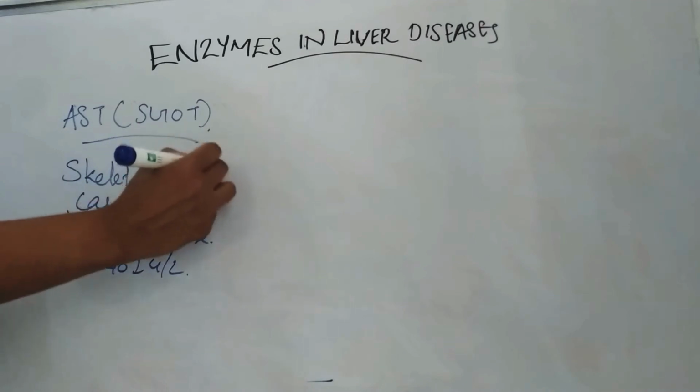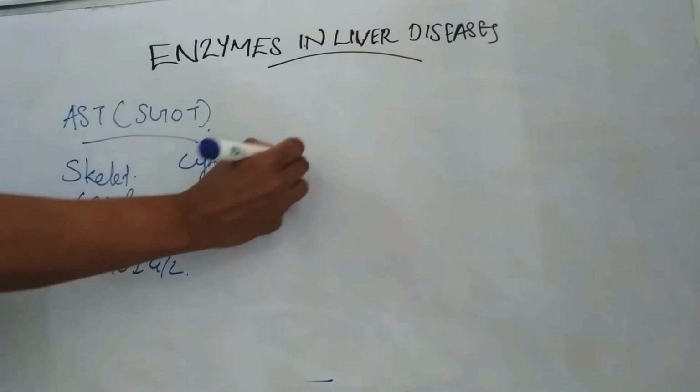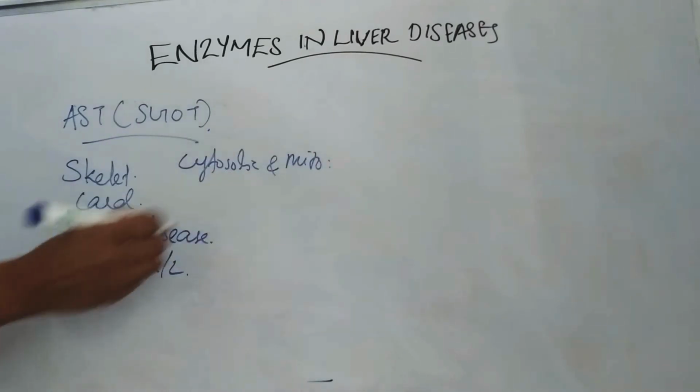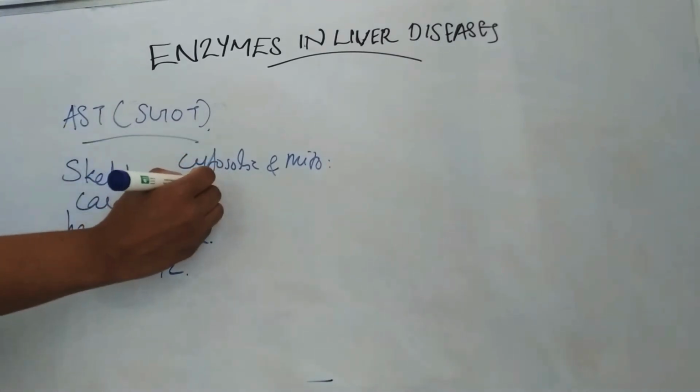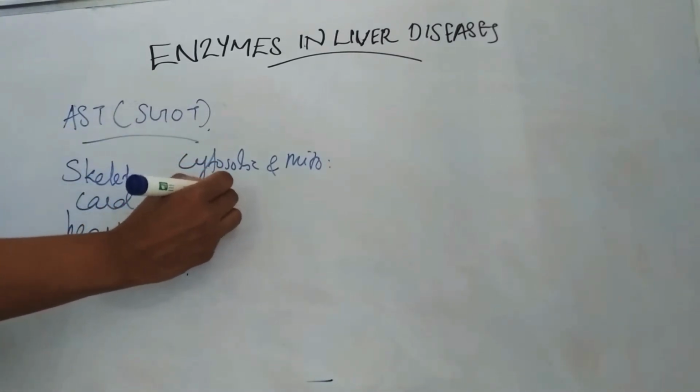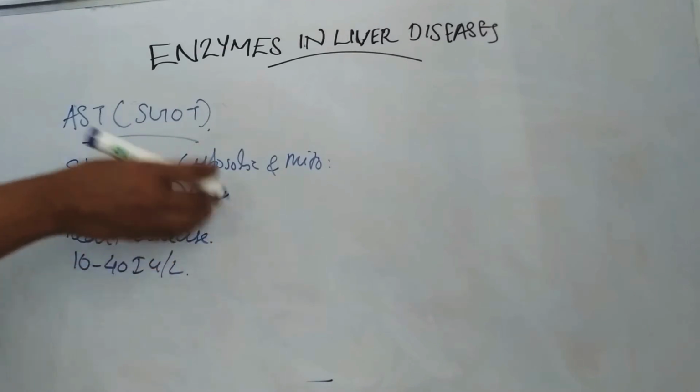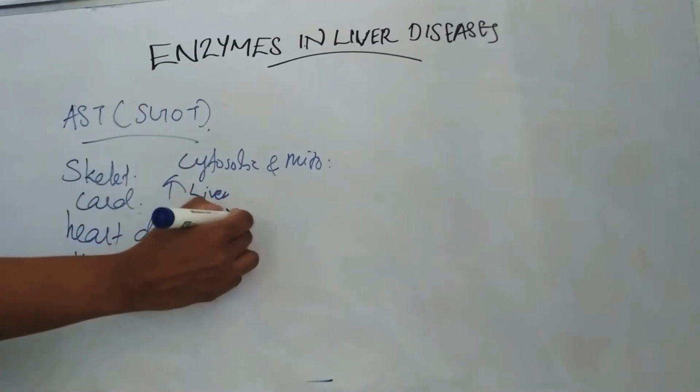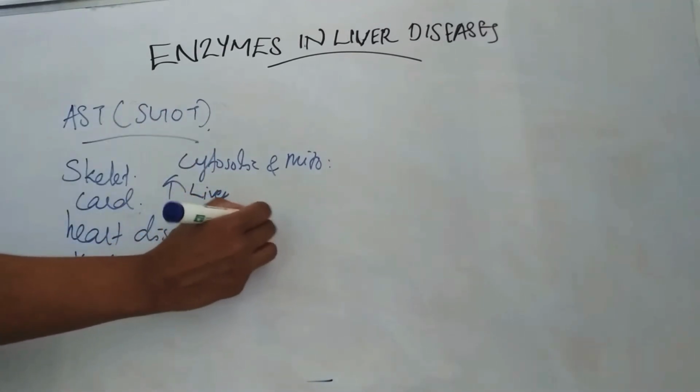It is both a cytosolic and mitochondrial enzyme. AST level increases in liver disease. It will increase in liver disease, but the increase will be less than that of ALT.